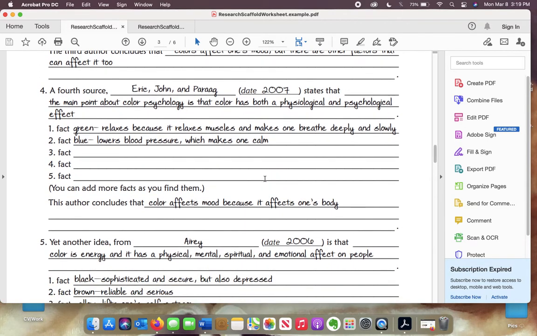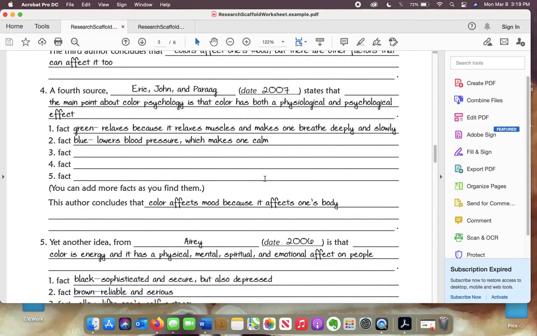Fourth source. The main point about color psychology is that color has both a physiological and psychological effect. So physiological, we're talking about actual movement of the body and things that are happening in the body, versus psychological, things that are happening in the brain. So green relaxes because it relaxes muscles and makes one breathe deeply and slowly. And blue lowers blood pressure, which makes one calm.